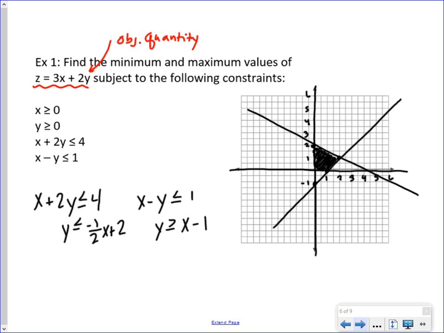Alexis's method is basically finding intercepts. So if you were to plug 0 in for x, then your y-intercept was at 2. If you were to plug 0 in for y, then your x-intercept is at 4. So you would plot 2, 4, and draw a line. It's the same line, right?